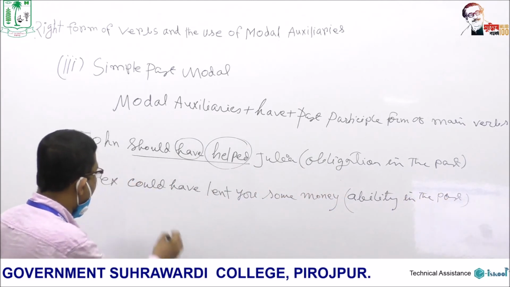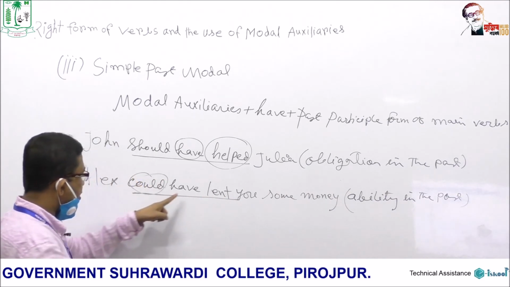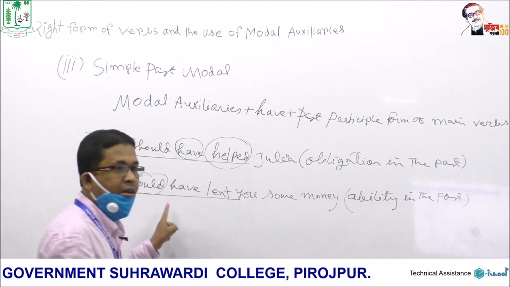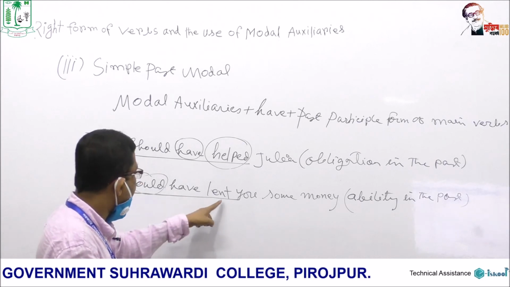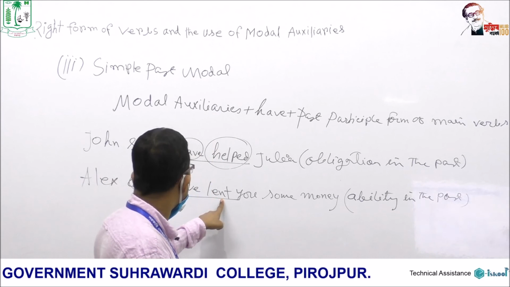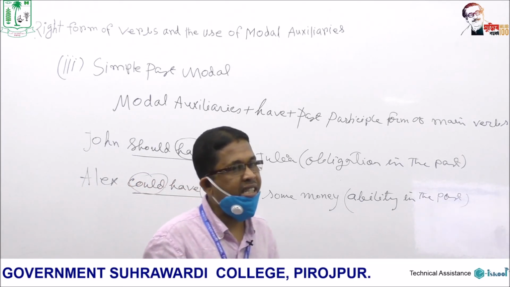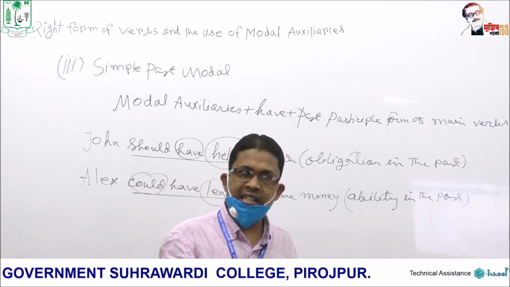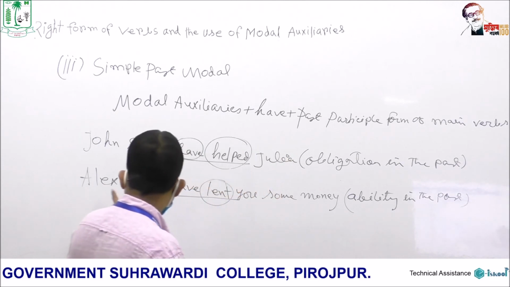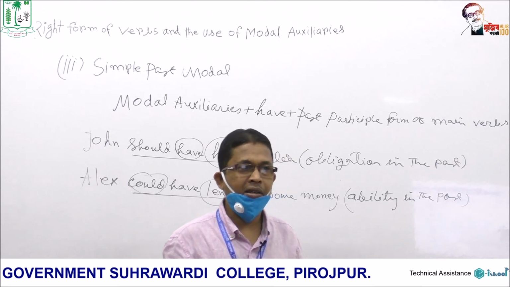So Alex could have, notice here, could have lent. Could is a modal auxiliary, and you have added have after the modal auxiliary, so it has become the past form of the modal auxiliary. And then you have used lent, as we are to use the past participle form of main verbs after have. So lent here, lend, the past form is lent, the opposite of borrow, some loan. So Alex could have lent you some money. It expresses ability in the past.